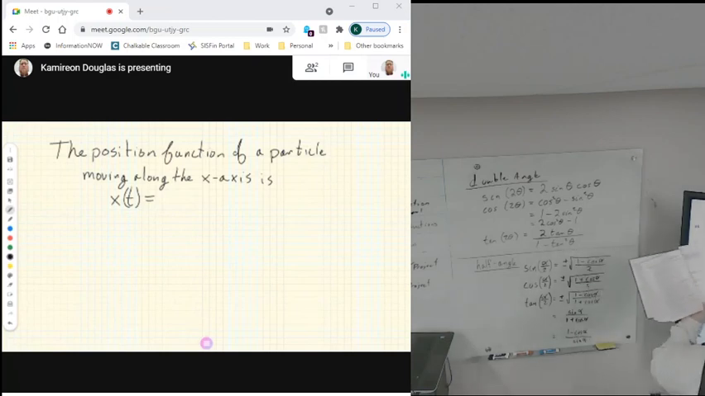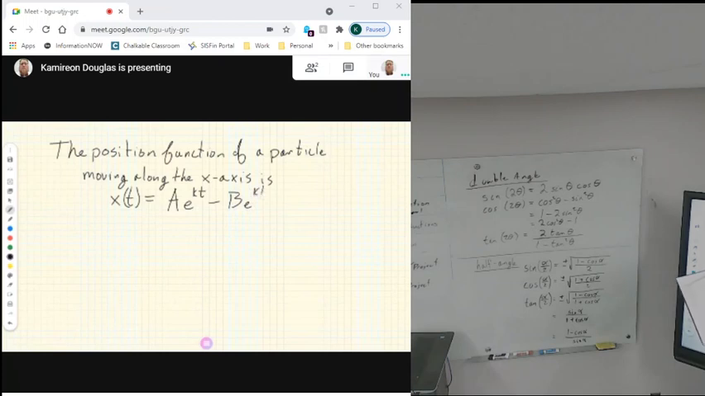And they give us this weird equation. Capital A, e to the kt, minus b, e to the kt. Where a, b, and k are constants.